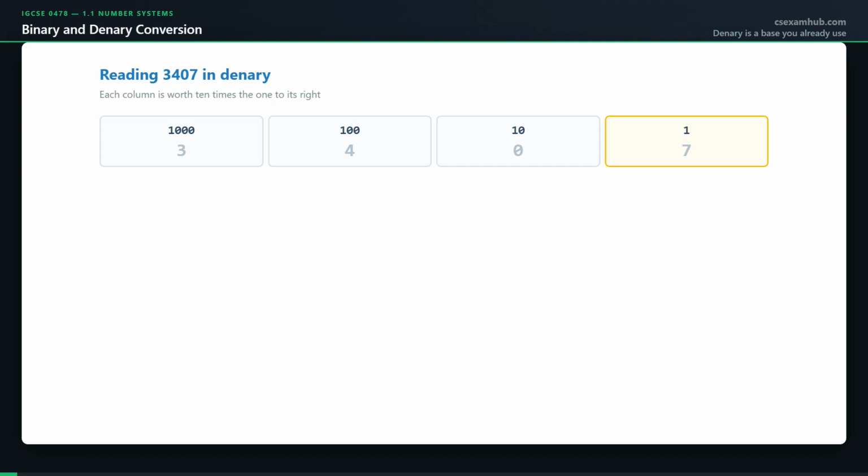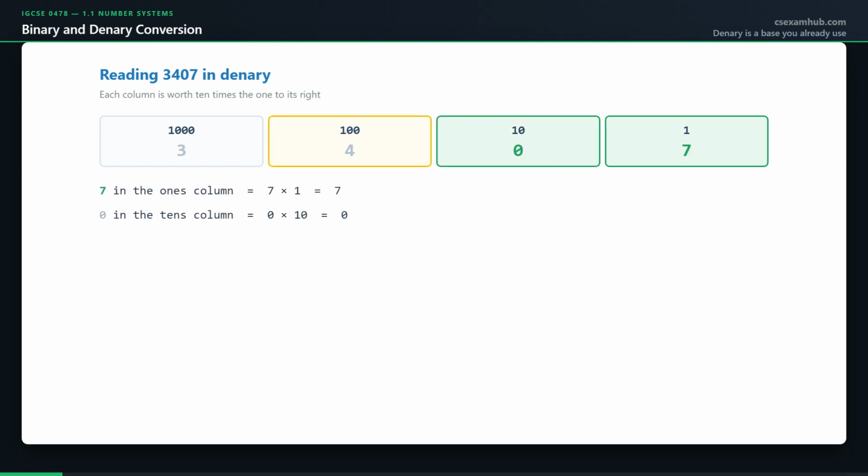Before we convert anything, I want to slow down on Denary because understanding it properly is what makes binary easy. Denary is base 10. You have 10 digit symbols, 0 through 9, and every position is worth 10 times the one to its right. Take the number 3407.